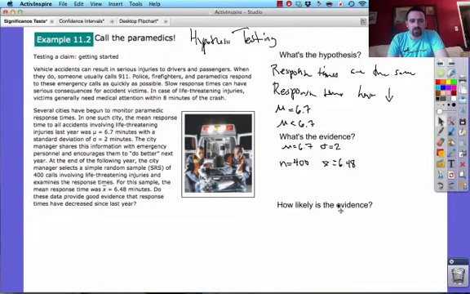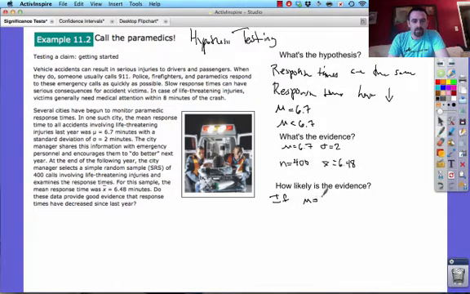And here's what we have to do in order to evaluate this problem. We have to ask the question, if mu is 6.7, so suppose that the mean is still 6.7, how likely is an x bar of less than or equal to 6.48? Okay, that's what we're trying to figure out. If we take the 6.7 as the true mean, how likely is a response time amongst 400 responses of 6.48?